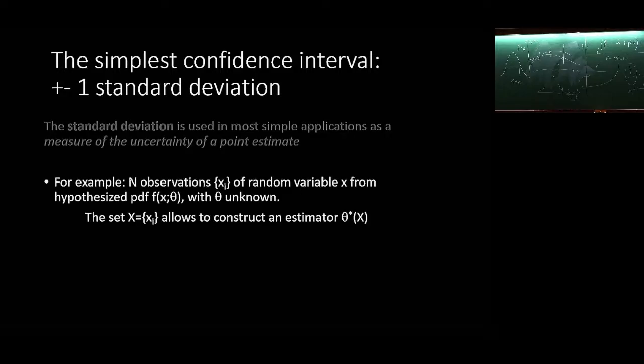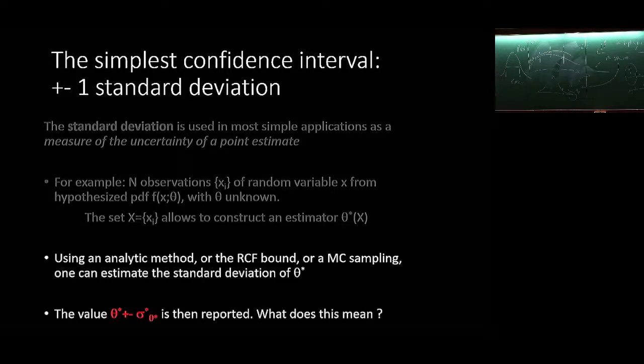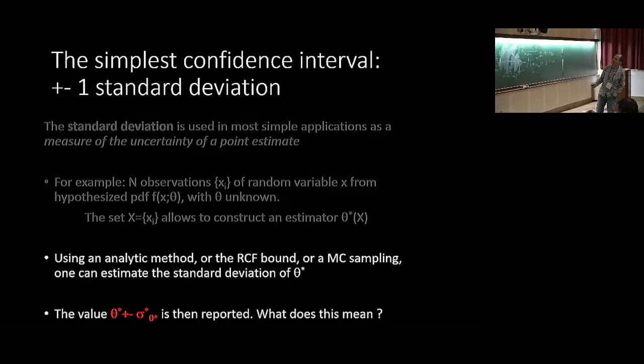So for example, we have an observation of a random variable from a hypothesized PDF with an unknown parameter. The set of data allows us to construct an estimator. We can use an analytic method or the Rao-Cramer-Frechet bound or Monte Carlo sampling, and we can estimate the standard deviation, the variance, of the estimator from a likelihood or something similar. So we report in an article this value. We report the estimator value, and we report its standard deviation.